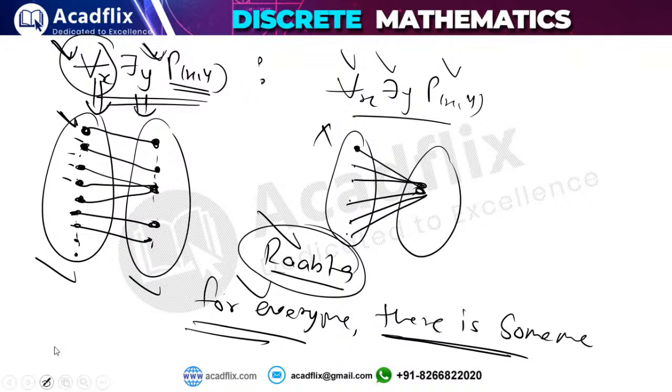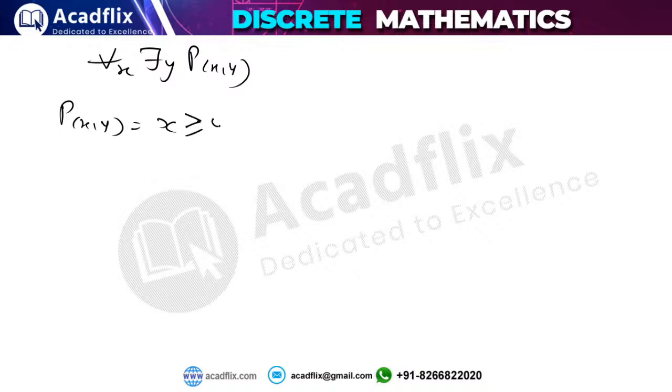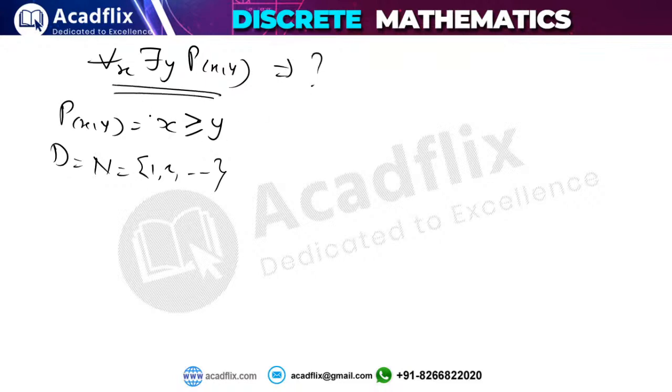Now let's take one example. Let's take for all x there exists y pxy. I am giving you pxy as x greater than or equal to y. And now the domain is the set of natural numbers, 1, 2, 3 and so on. Now you tell me the truth value of this.